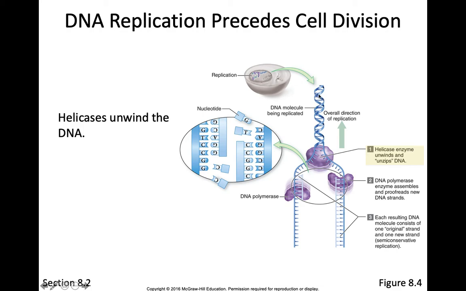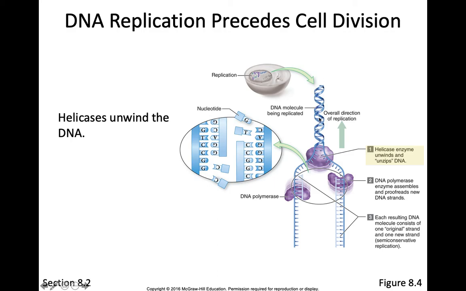If you can see here, you have your double-stranded DNA. It's in a double-stranded helix twisted together. So it's held together with covalent bonds, which hold the nucleotides together, and hold the strands of DNA together as well. So this DNA enzyme here, helicase, is going to come in, and it's going to unwind and unzip the DNA.